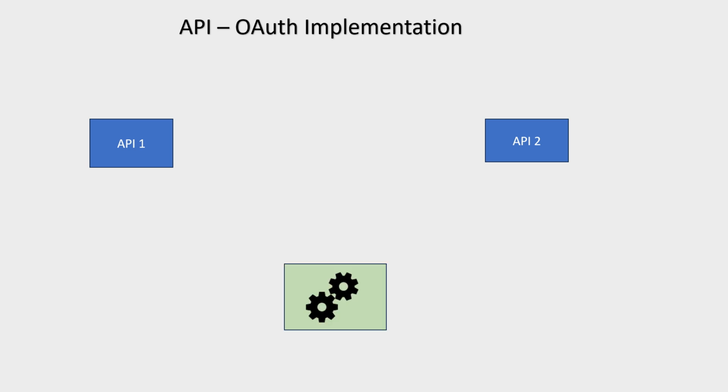So let's see this. For example, if you have one API and that API wants to access some resources on API 2, but API 2 should be able to authorize API 1 because they don't know each other. Maybe they are deployed as part of different servers or maybe different organizations as well. So to implement OAuth, the first thing we need is the OAuth server. The OAuth server plays a central role in this whole pattern.